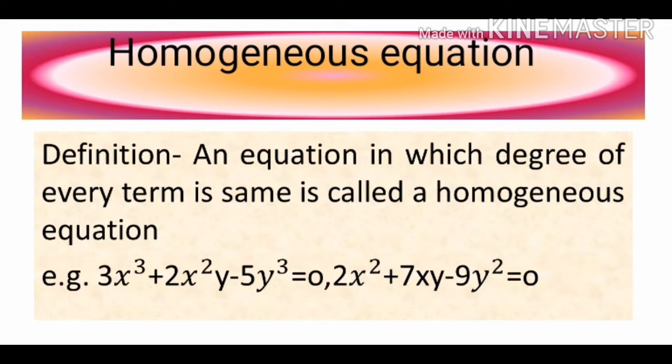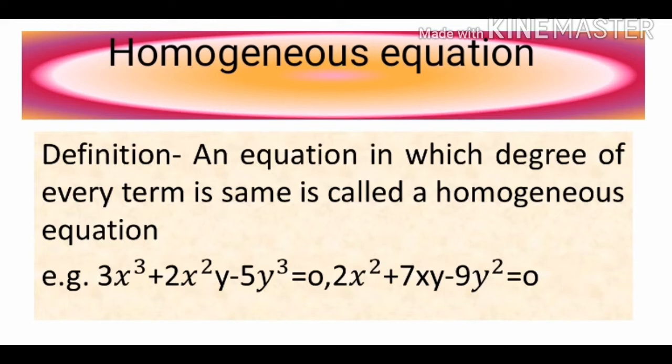And the last term is 5y cube. Here the power of y is 3. Therefore, the degree of the third term is 3. Therefore, the degree of each term in this equation is the same. Therefore, it is a homogeneous equation of degree 3.